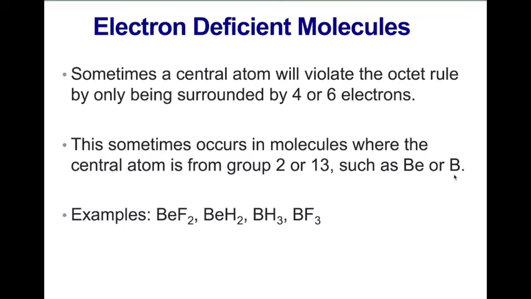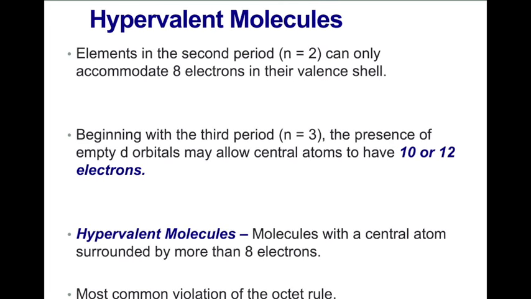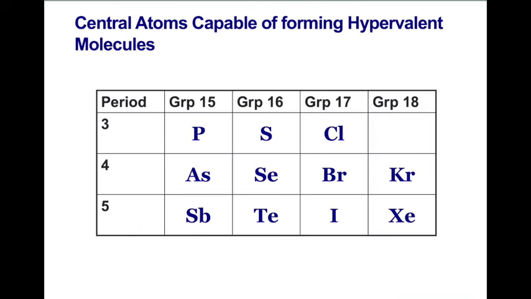Another possibility is that there are a couple atoms that are okay with 4 and 6. Beryllium is a lot more rare to be seen in these Lewis dot structures because it is more metallic, but it can be okay with 4 electrons. Boron, on the other hand, is fairly commonly seen with 6 electrons. That's not unusual.